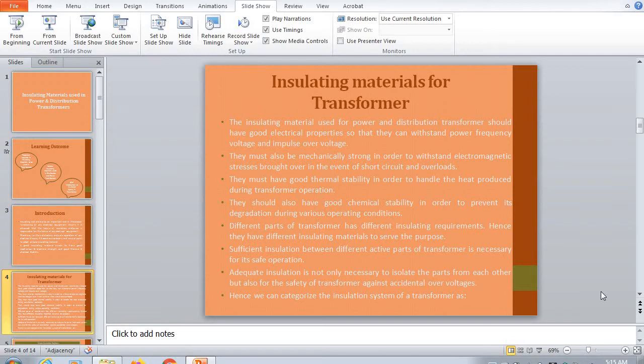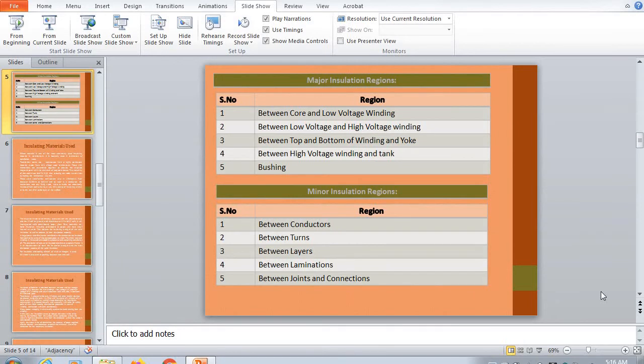Different parts of a transformer have different insulating requirements. Hence, they have different insulating materials to serve the purpose. Sufficient insulation between different active parts of a transformer is necessary for its safe operation. Adequate insulation is not only necessary to isolate the parts from each other, but also for the safety of the transformer against accidental overvoltages. Hence, to understand it in a more proper way, we can categorize the insulation system of a transformer as follows. It has been basically classified into two regions. One is the major insulation region and the other is the minor insulation region.